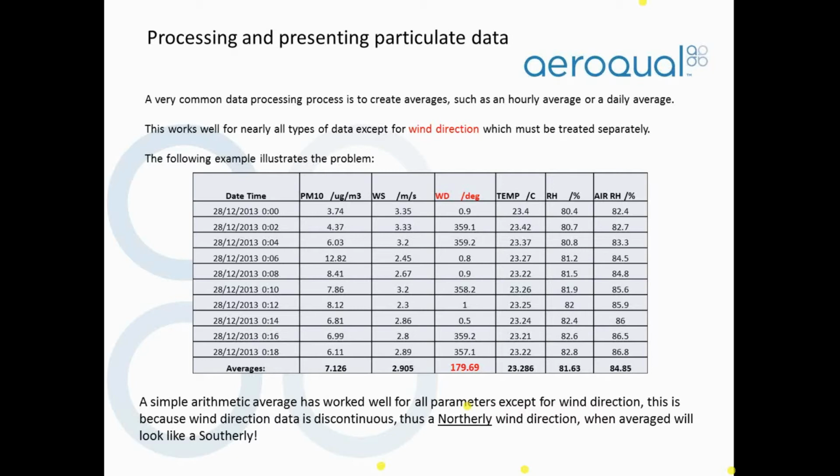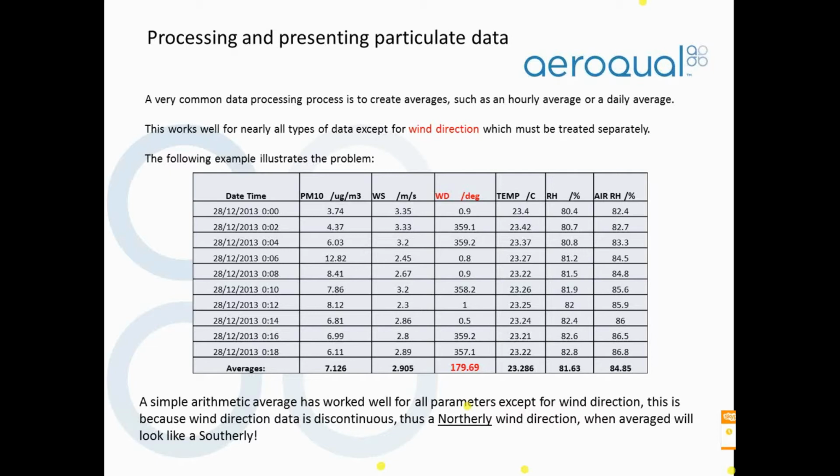So if you see in the second column, PM10, I've averaged those values over a very short period of time, just to give you an idea. And the averages work quite well. This averaging is common, and it works very well for all types of data except for wind direction.